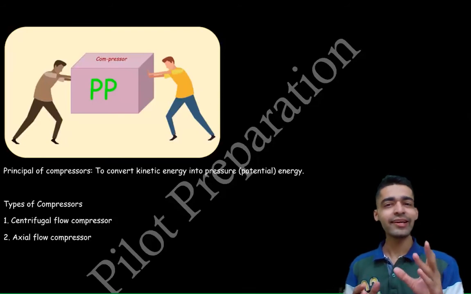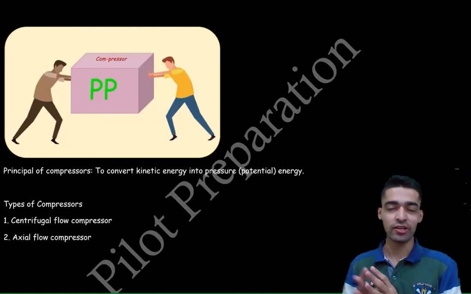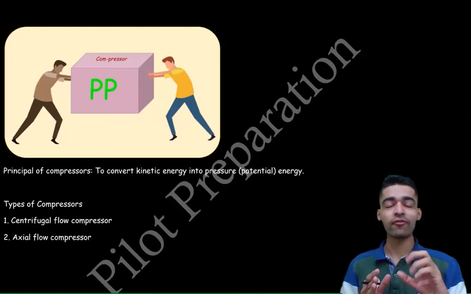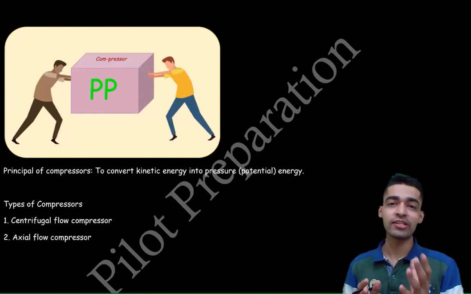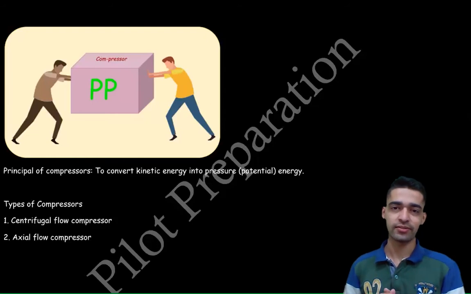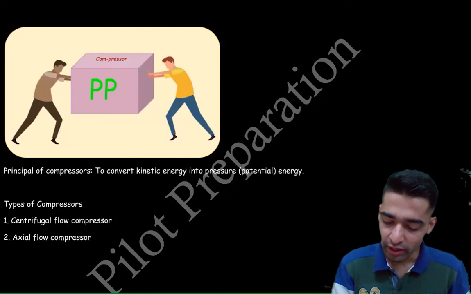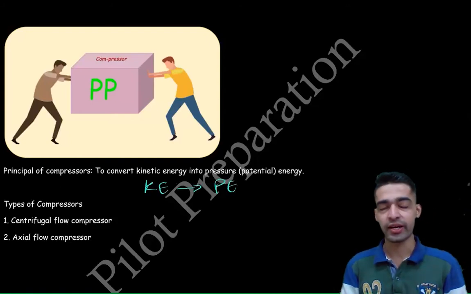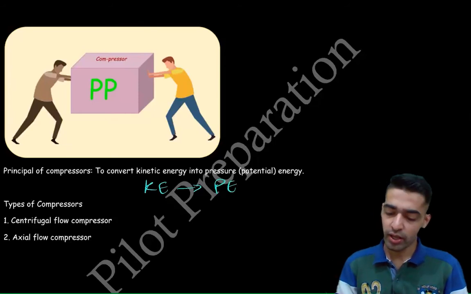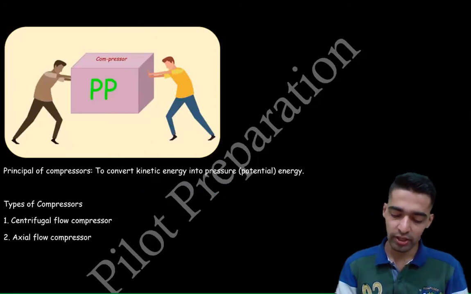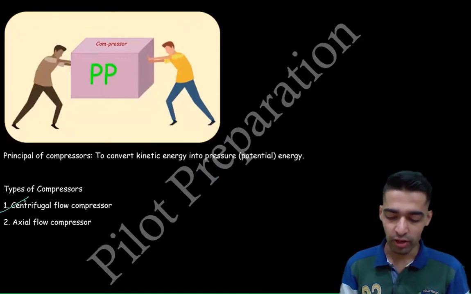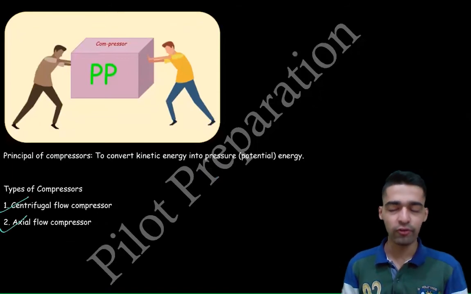Now let's look at the principle of the compressor. What we know is, it takes the incoming high velocity air and then increases the pressure of it. So it converts the kinetic energy of the air into pressure energy or potential energy, isn't it? So we can say the principle is to convert the kinetic energy of air into pressure energy or potential energy. That is what a compressor does. Now the compressors are of two types. The first type is called the centrifugal flow compressor. Another type is called the axial flow compressor.